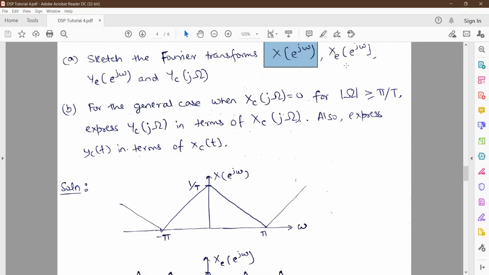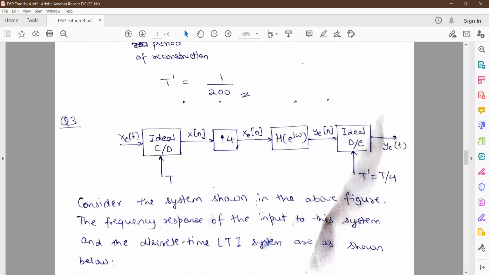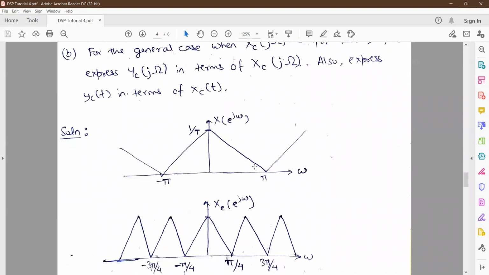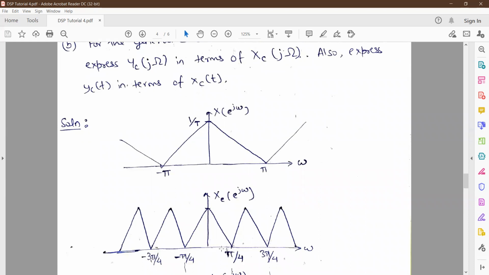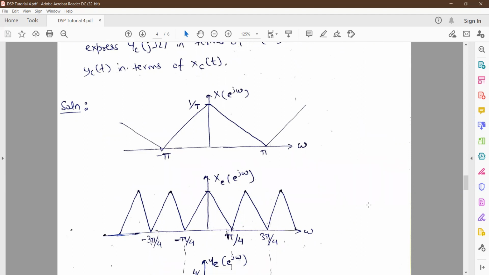Then we have to find X_e(e^jω), which is the signal that we have obtained after passing through the upsampler. What happens is that the frequency axis will get scaled by a factor of 4. So this π here will become π by 4, and it will be scaled down. Similarly, this minus π becomes minus π by 4, and so on. The complete frequency axis will be scaled.